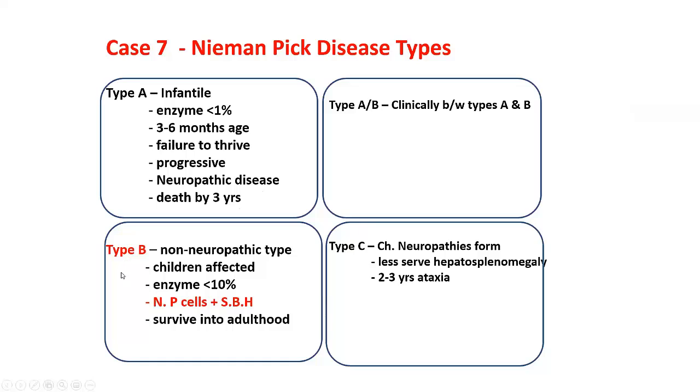Now this was probably a type B1, in which we find Niemann-Pick cells as well as some subleukocyte granules are seen. Type AB is clinically between type A and B, and type C is a chronic neuropathic form, in which there is a less severe hepatosplenomegaly, and they present as ataxia. So here the diagnosis was Niemann-Pick disease.